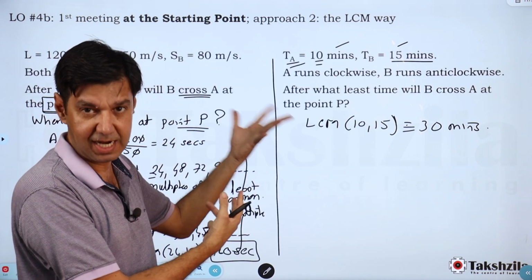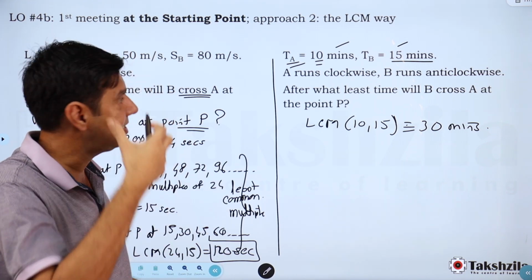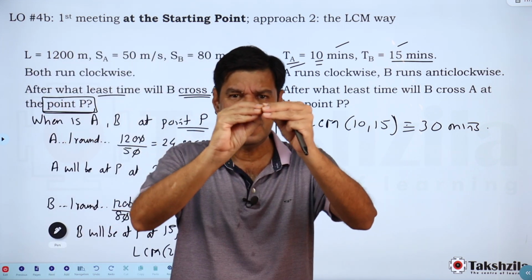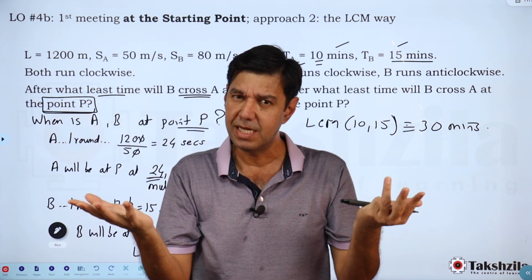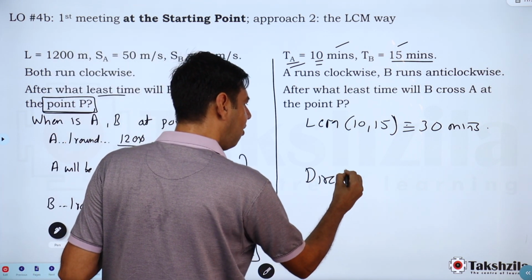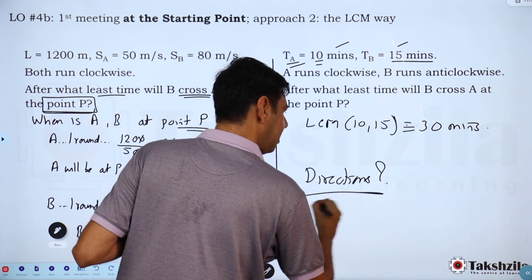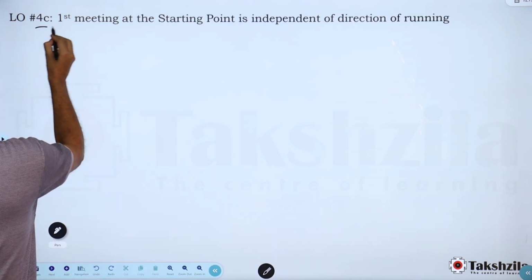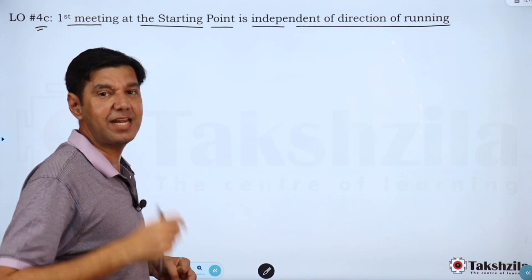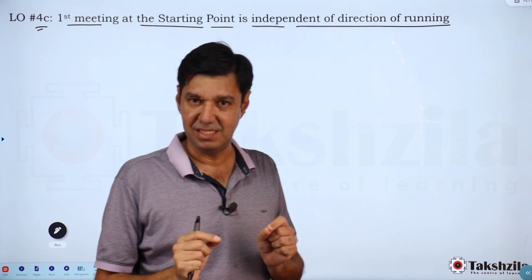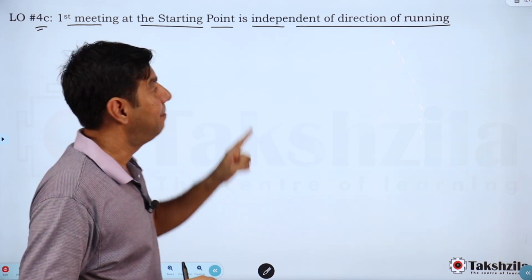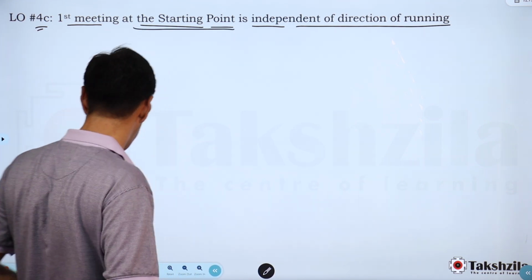Directly you can hit upon the answer, another way to look at it, right? And what is interesting in the LCM way is, are these times really dependent on whether A runs this way or A runs this way? Does it really matter which way? So what we realize is, the directions never came into the picture in this case. Now, what about directions? And that is our next learning objective. The first meeting at the starting point is independent of the direction of running. The absolute first meeting could happen anywhere on the track, and that is dependent upon the direction. But at the start point, that is not dependent, students, right?